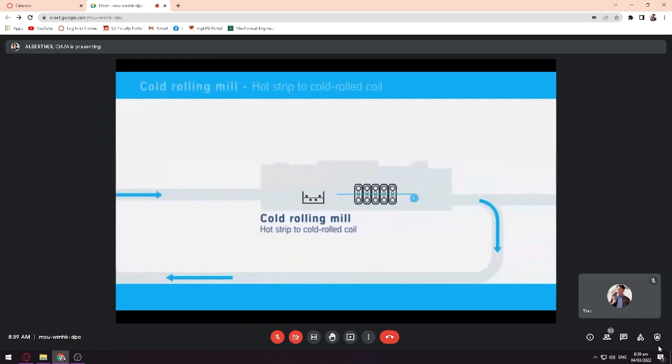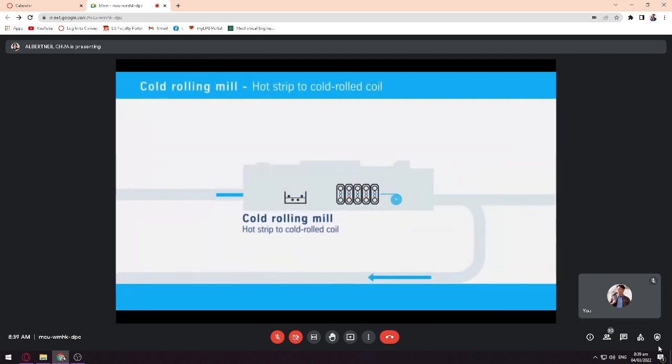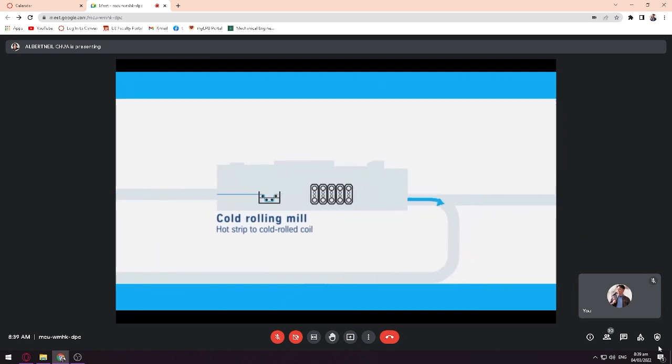The cold rolling mill is where even thinner materials are produced. Before processing, the scale is removed from the steel strip in a pickling line. Afterwards, the steel strip is rolled down to thicknesses of less than 1 millimeter. Precisely defined mechanical properties are achieved by special rolling processes, along with selective heating and cooling of the steel.